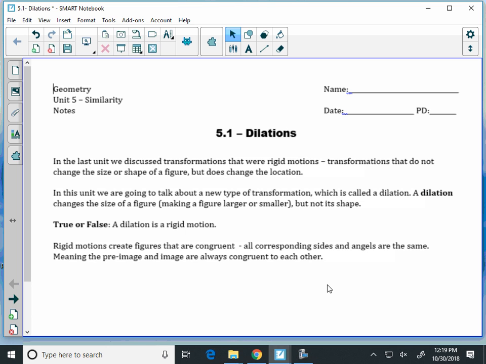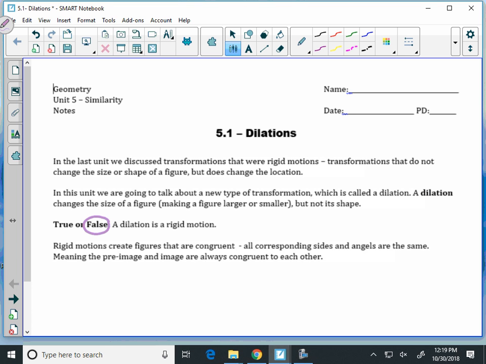So true or false, a dilation is a rigid motion. Look at what we just talked about, that rigid motion. False. Why is it false? Very good. It changes the size of the figure. So a dilation is not a rigid motion.